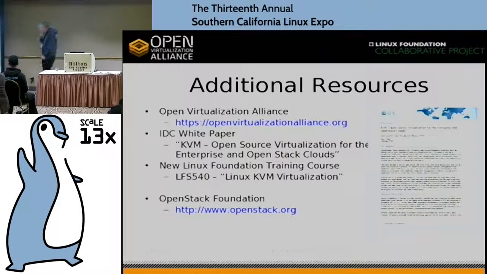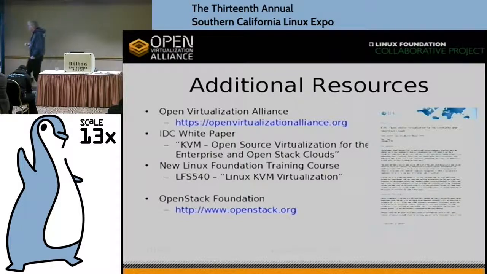You want to find out more? The Open Virtualization Alliance, with an extremely long URL of openvirtualizationalliance.org, has a set of resources on its website. One of the most interesting is a white paper that was sponsored at the end of last year by IDC, looking at open virtualization for enterprise and OpenStack clouds. And this is free to download off the OVA website, so please go along, download it and have a look at that. It looks at the congruence between the two.